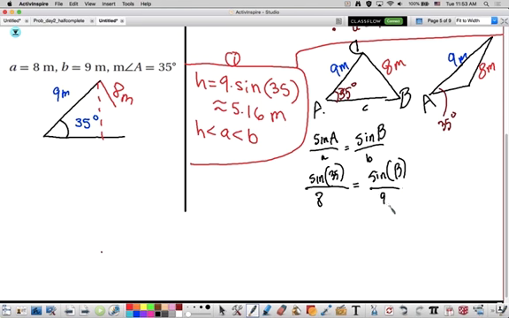Cross multiply by that 9, or just cancel the 9 and multiply both sides by 9. And you'll get, I'm just going to write it right here and cross it out because I multiplied both sides by 9. Well, I have sine of B is 9 sine of 35 divided by 8. What do I have to do to both sides? I have to get rid of that sine, don't I? So I have to do sine inverse. Yep. Sine inverse both sides.